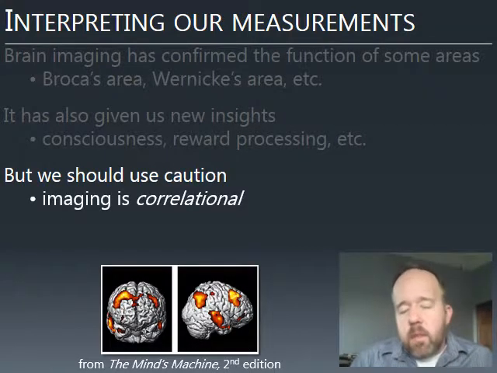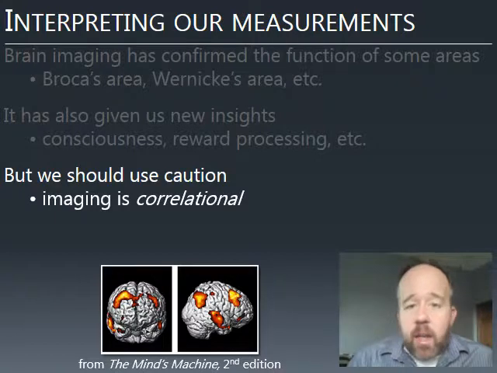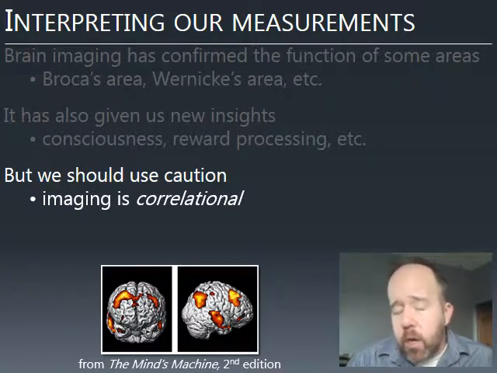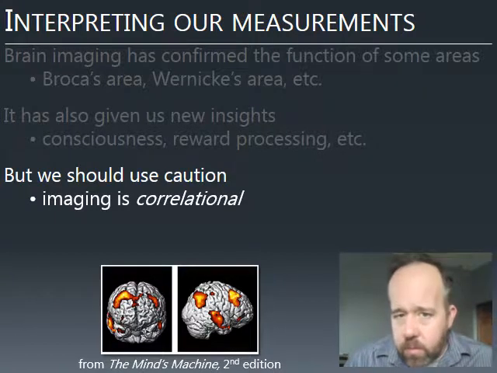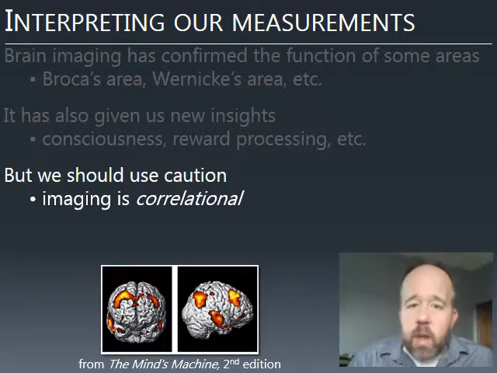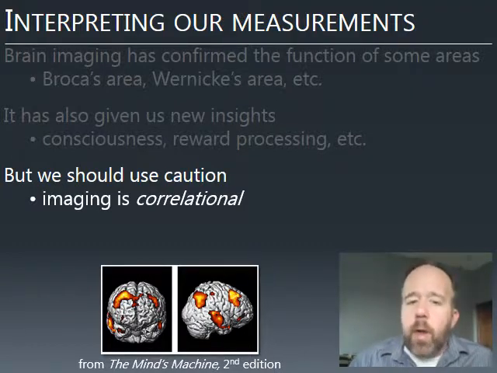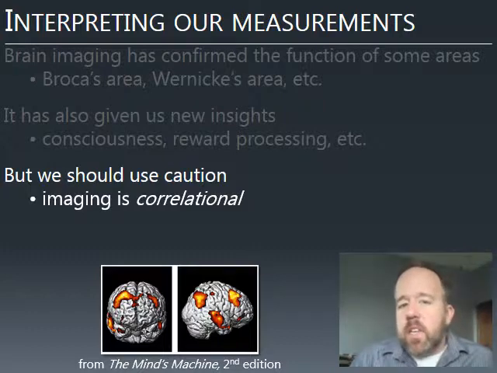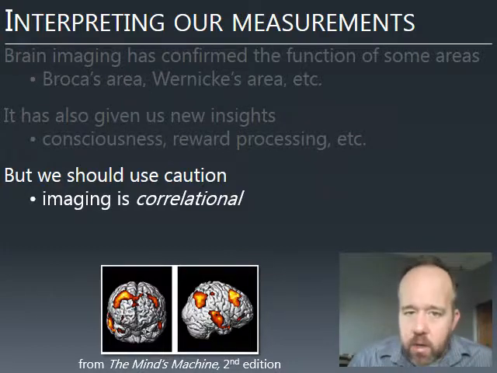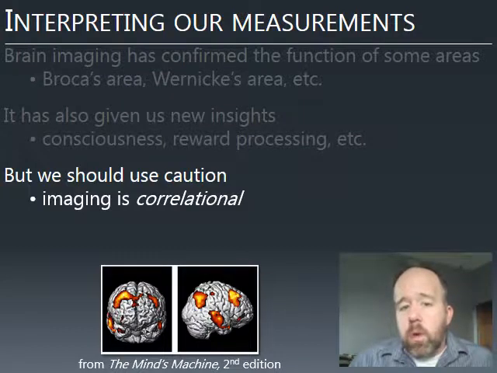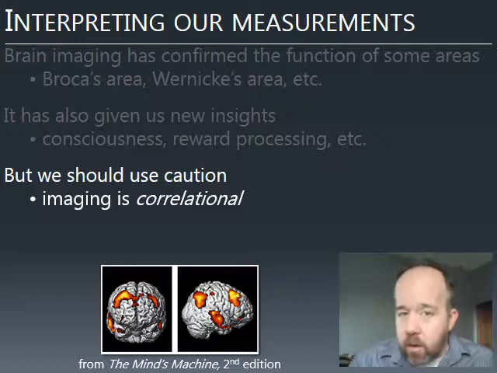The reason for that is that imaging and things like EEG or even electrophysiology are correlational. That is to say, you're observing some behavior, you're observing brain activity, and you're inferring some relationship between the two. And especially for complex behaviors, you might see activity in lots of different areas. If you have someone read a word aloud and you see activity in several areas, that does not necessarily mean that those areas are the areas of the brain responsible for word reading.